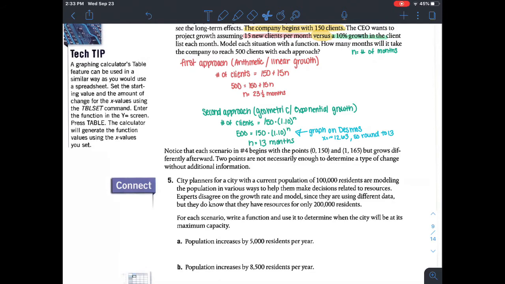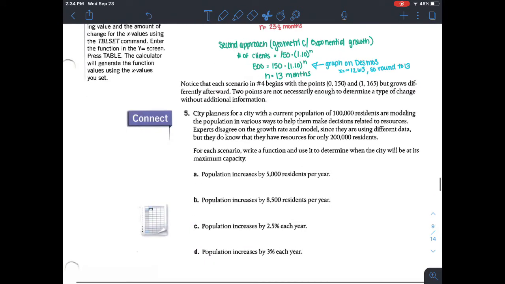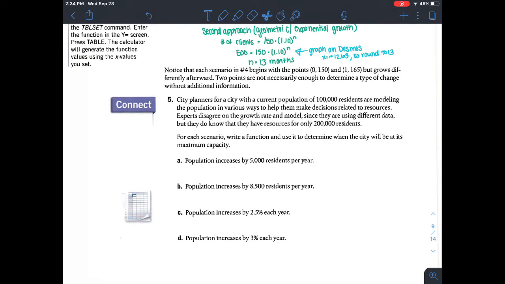And then for question number 5, last one: city planners for a city with a current population of 100,000 residents are modeling the population in various ways to help them make decisions related to resources. Experts disagree on the growth rate and model since they're using different data. But they do know they have resources for only 200,000 residents. For each scenario, write a function and use it to determine when the city will be at its maximum capacity. So maximum capacity is at 200,000.